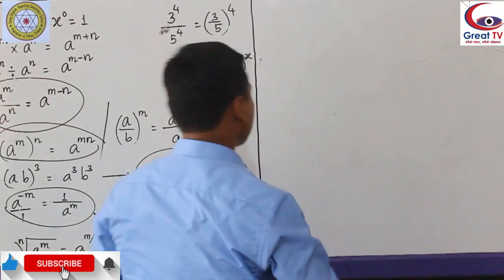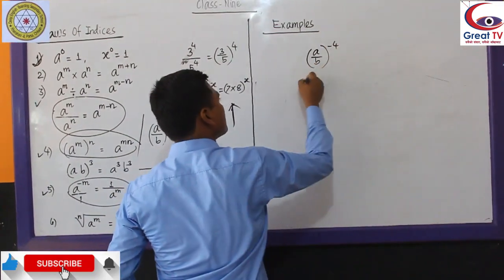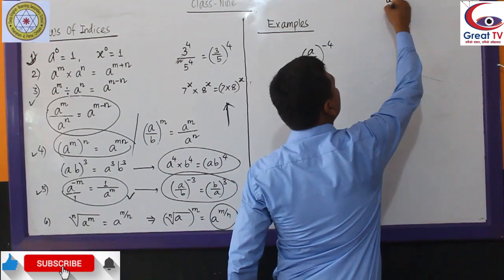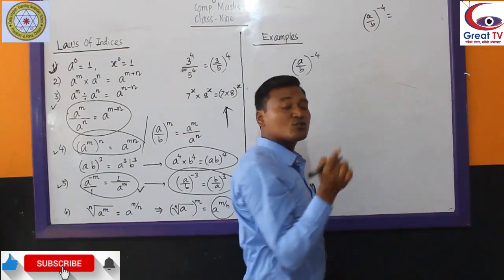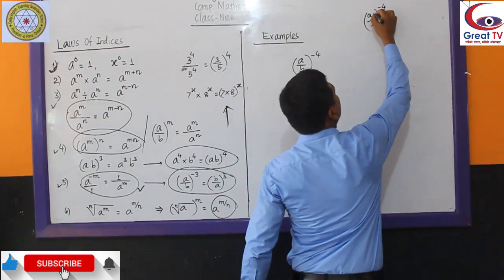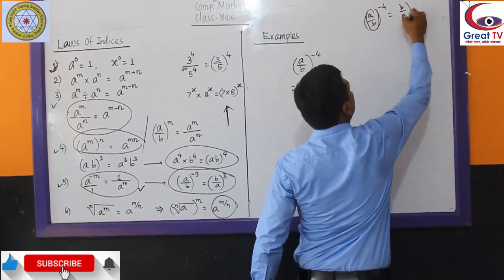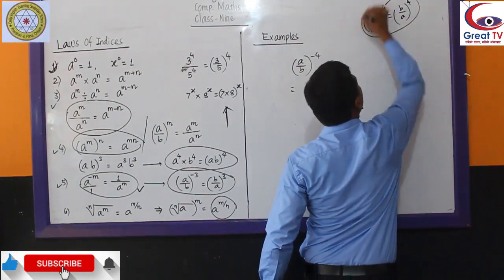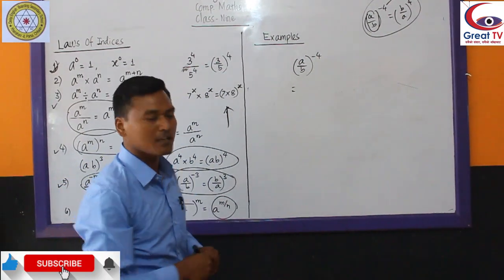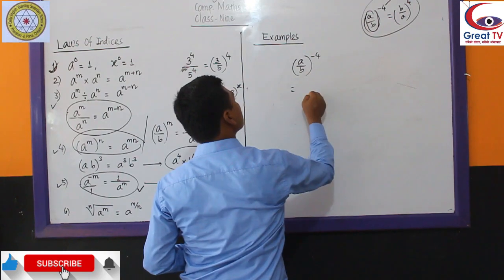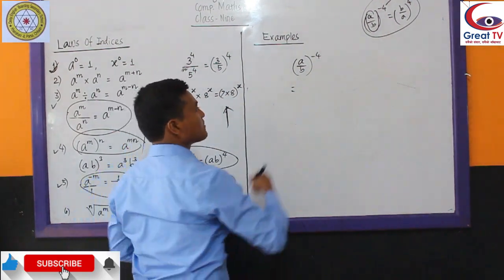It can be verified this way. Let us consider a by b whole to the power minus 4. We have the idea that the power can be changed to positive directly by writing the reciprocal of it, b up, a down. The power was negative, now the power is positive. You can use this law directly, but I just want to tell you why b by a, and why the power minus 4 becomes plus 4.